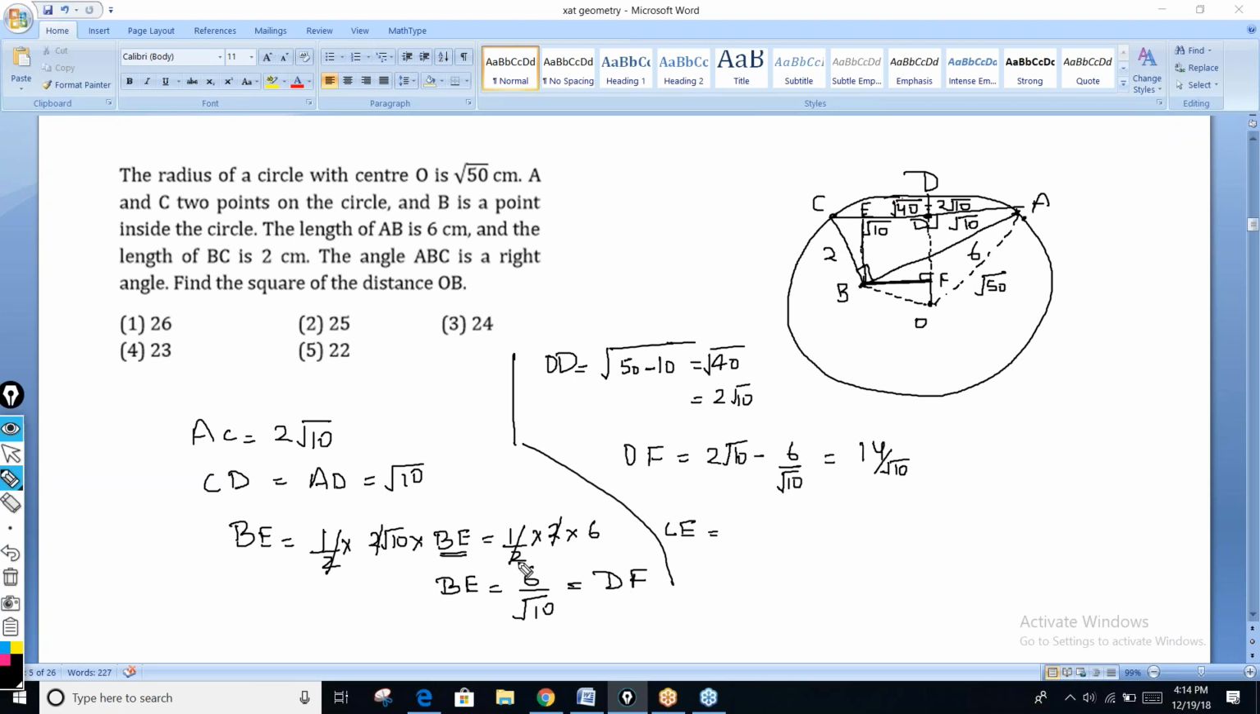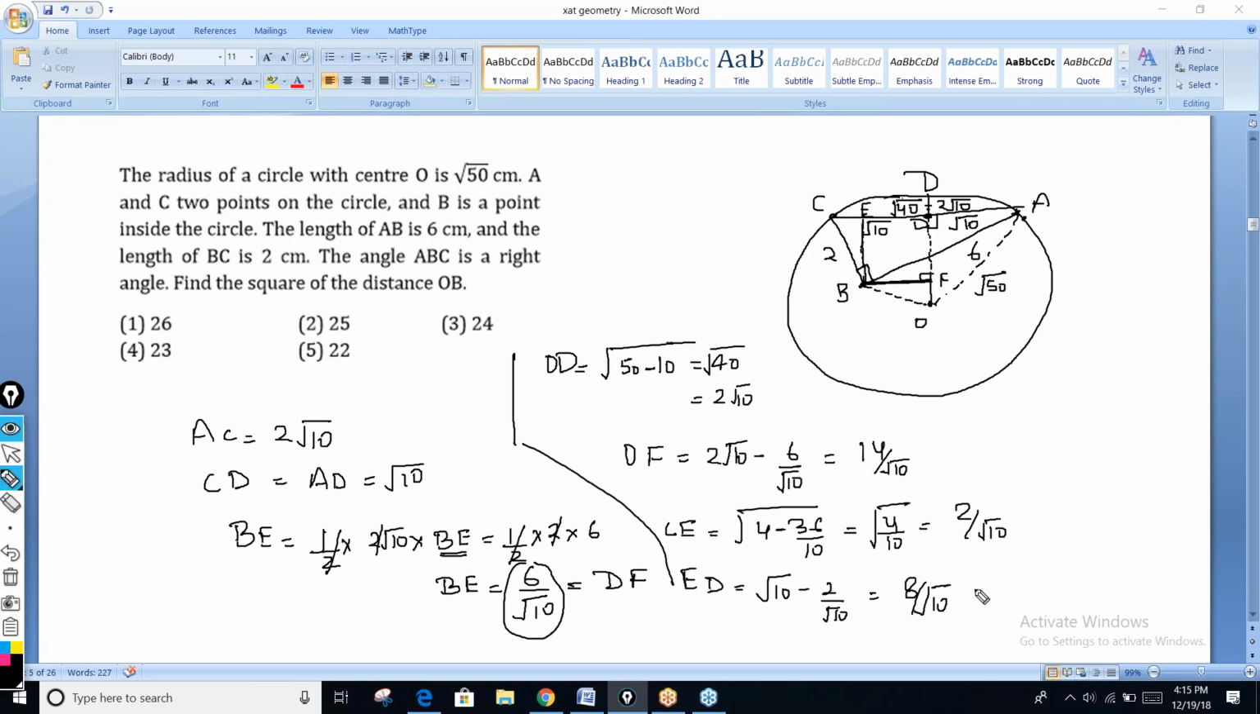DF is 6 upon root 10. So BE is also 6 upon root 10, and BC is 2. So can I get the length of CE? CE is A square minus B square, that is 36 upon 10. So that is root 4 upon 10, or I can say 2 upon root 10. So now I have the length of CE also. So what is ED? ED, that is root 10 minus 2 upon root 10, that is 10 minus 2, it is 8 upon root 10. So that is the length of ED.